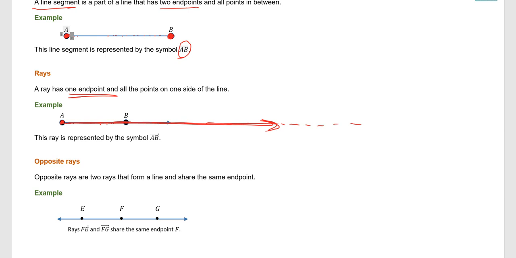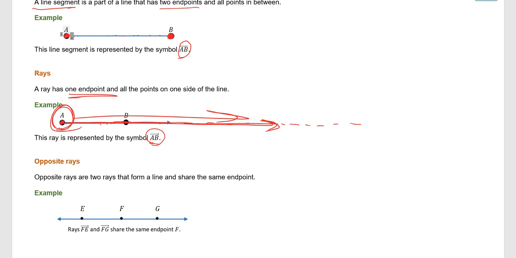This ray is represented by the symbol AB with an arrow on top, a line with a single arrow. And when naming rays, you start from the endpoint. So you name it AB, not BA, starting from A and then going towards B and passing it.